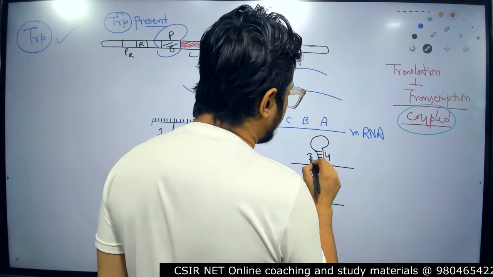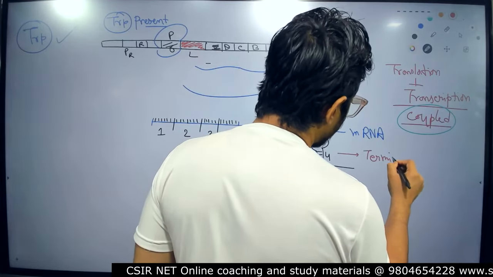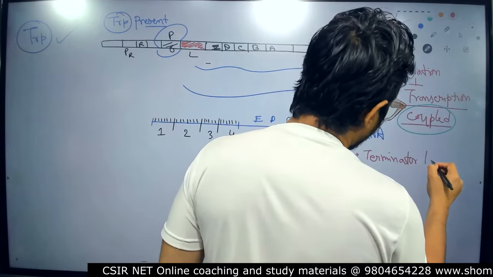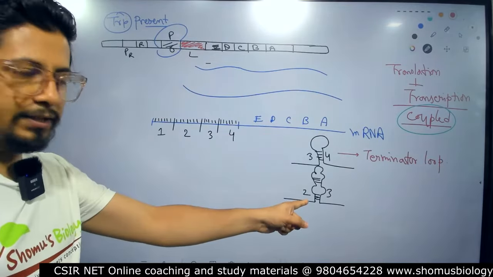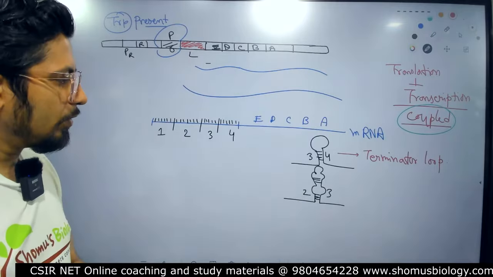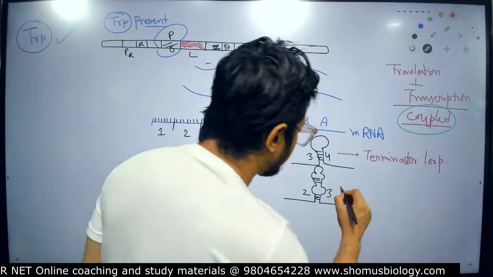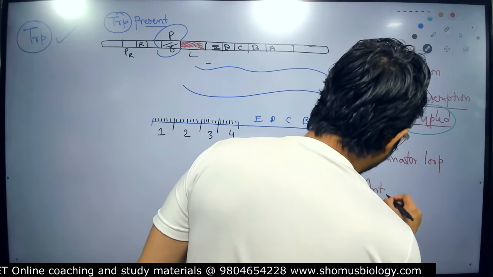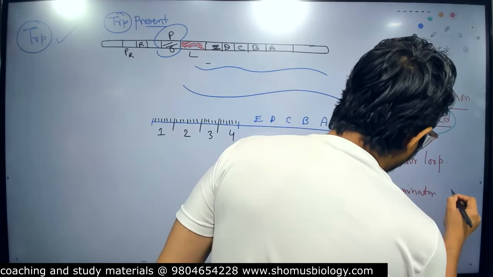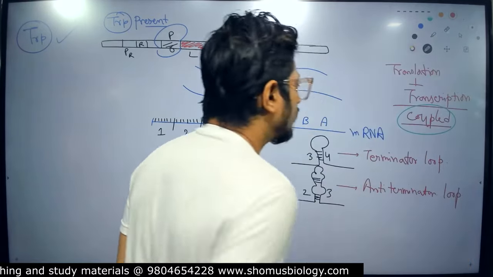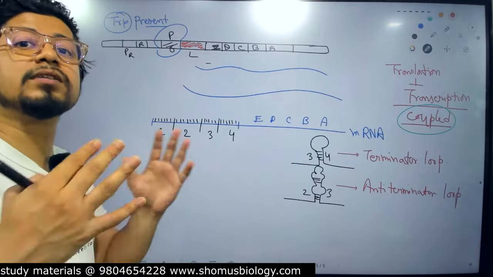The stem loop that is formed between 3 and 4 is known as the terminator loop structure. But here the structure looks more like a tree, where we not only have one stem but multiple stems and multiple loops. This is known as the anti-terminator loop.